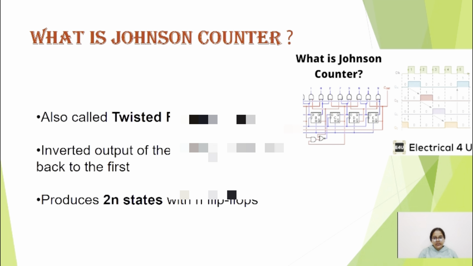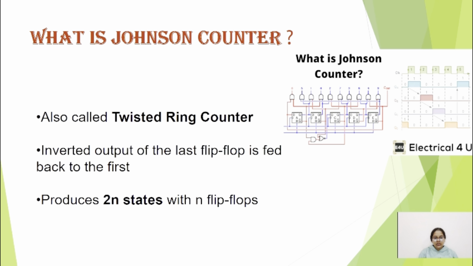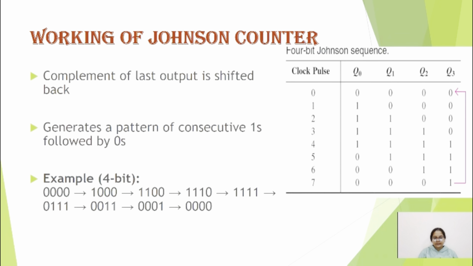Next slide is what is Johnson counter. Johnson counter is also called twisted ring counter and in inverted output of the last flip-flop is fed back to the first and it produces 2n states with n flip-flops.